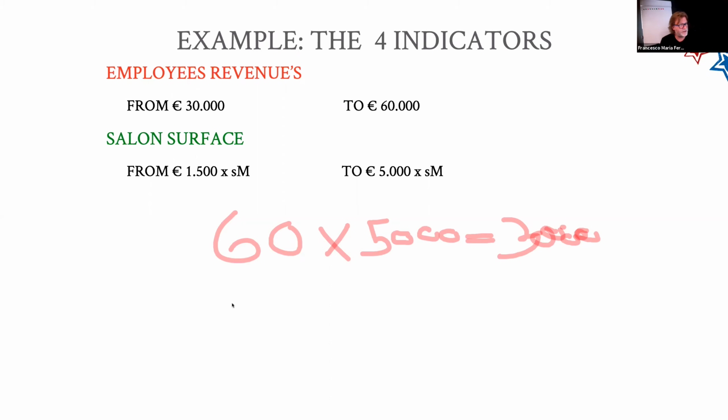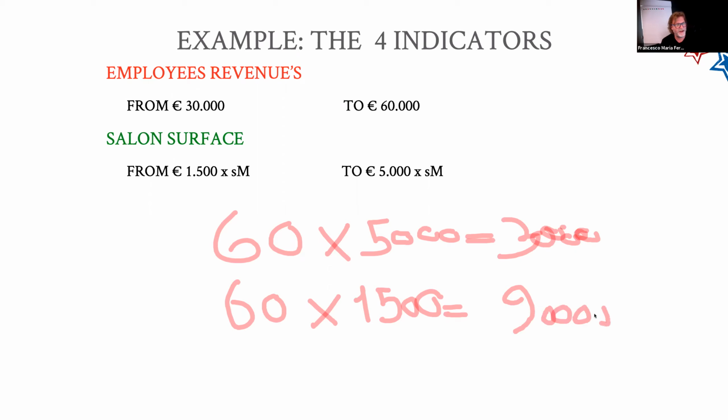But in any case, on the low side, it's 60 times 1,500, which means, wait a second, 90,000. The minimum that this salon has to do to survive is 90,000. If he's below 90,000, he is going to have a financial problem. So these are parameters.